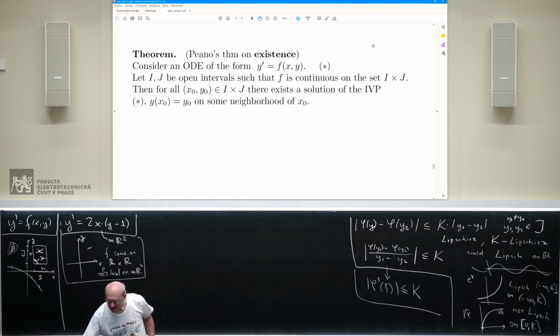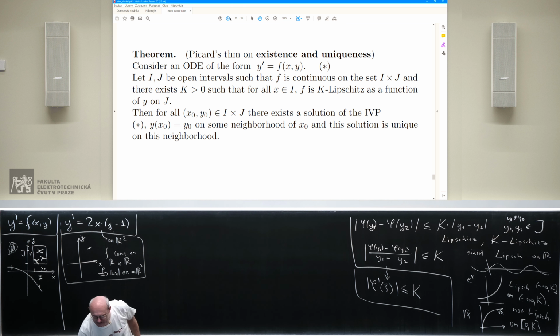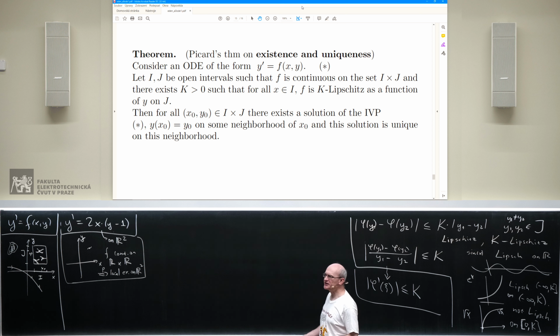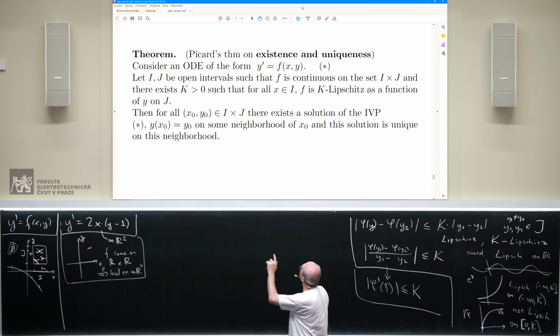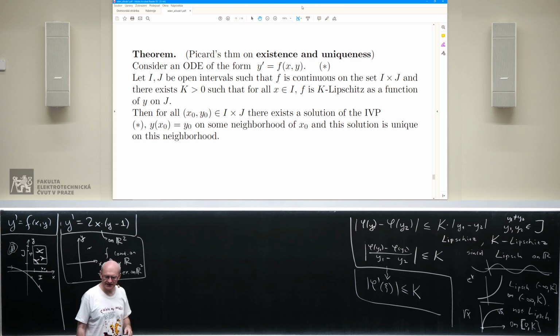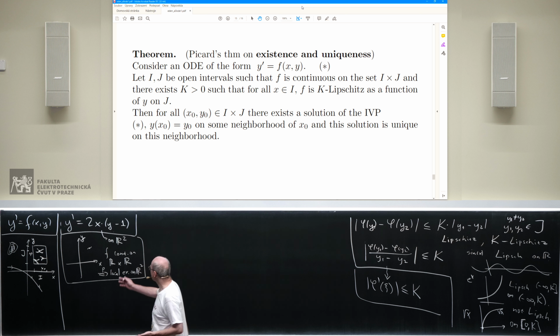I think we are ready. Let's have a look at it. So this is the second and the last theorem, because you cannot get more than existence and uniqueness. This is the best you can get. Let's see. We have a differential equation of the familiar form. We have this rectangle, I cross J, and we have a function which is continuous on this interval, which is nice. So that's actually the Peano situation, continuity.